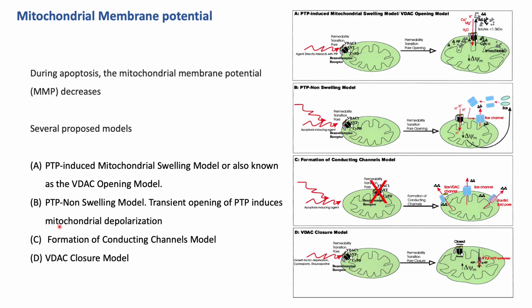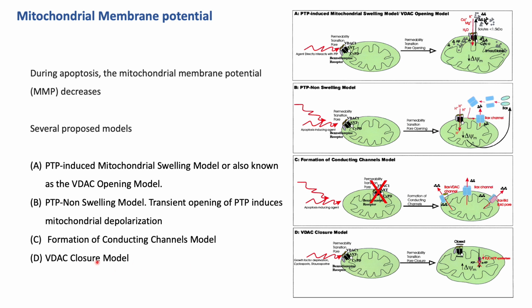So the next model is the formation of conducting channels model. Pro-apoptotic BCL-2 superfamily members insert into the outer mitochondrial membrane where they oligomerize with each other, like the BAX or BID proteins, or they oligomerize with VDAC or other proteins to form conducting channels. These channels are large enough for the release of some apoptogenic factors into the cytosol.